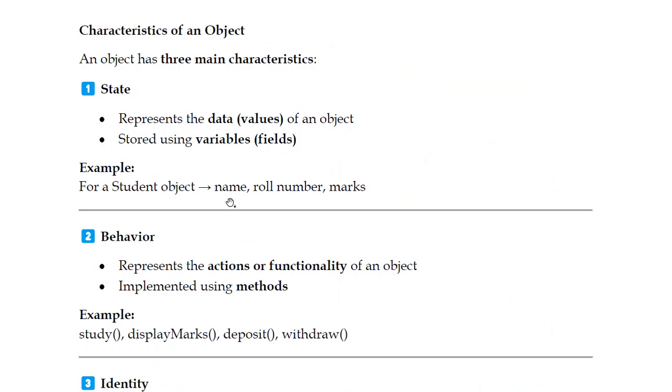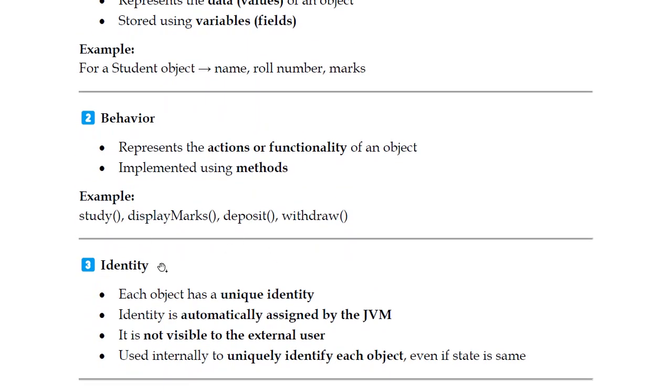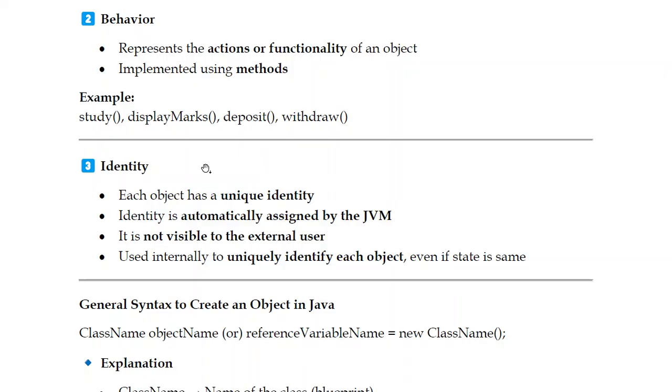Next, what are the characteristics of an object? Three main characteristics. State: it represents the data, what data is stored. It is stored using variables, fields. For a student object, name, roll number, all these things come under the state. Behavior: the method, the action. Display marks, deposit, playing, eating. All these things come under the action, the behavior.